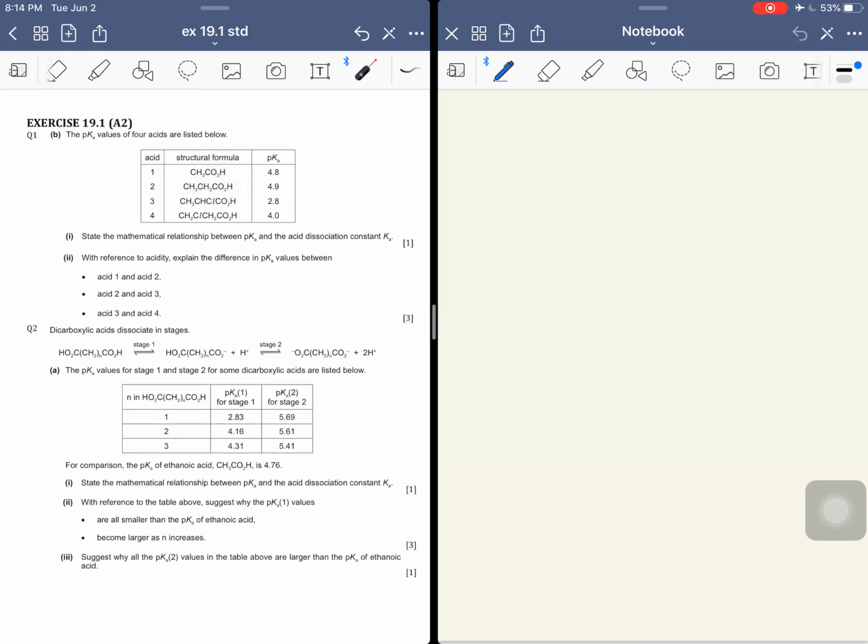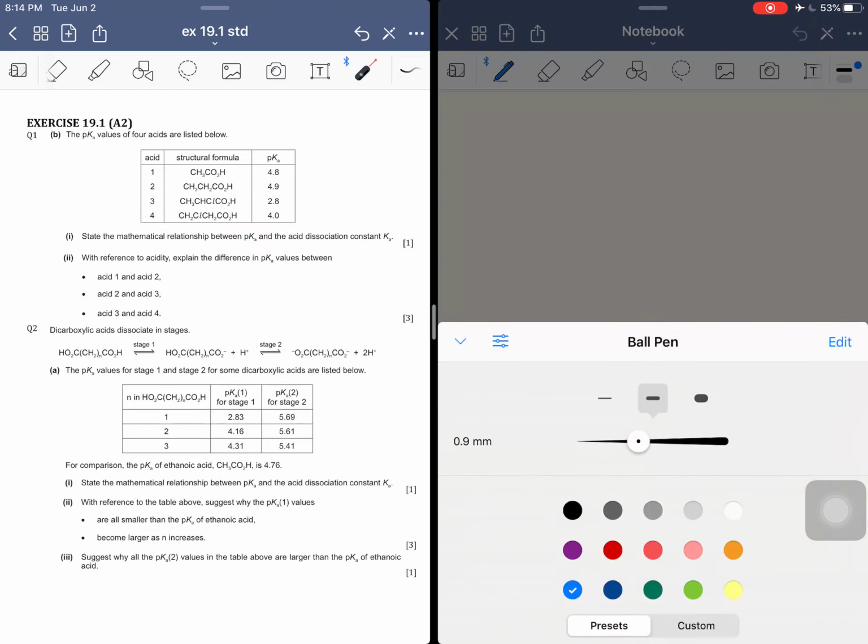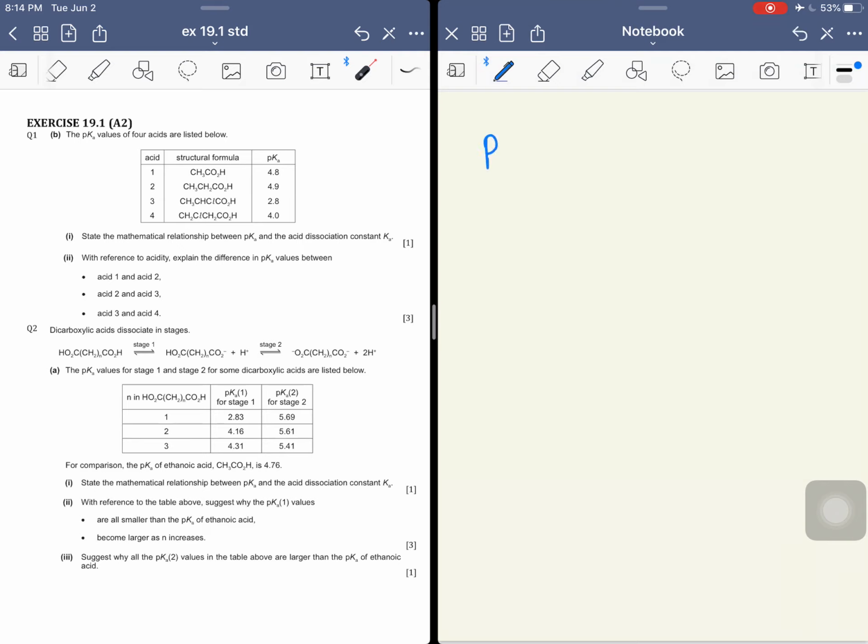Okay. Before we look at the explanation on the difference in acidity, state the mathematical relationship between pKa and Ka. Basically, this is just writing down the expression. Okay, so if you write down, now pKa is derived from pH. This is just to help you revise back the relationship of P in the pH and the concentration of H plus. Okay, now in the case of Ka, all you have to do is just change the H to Ka.